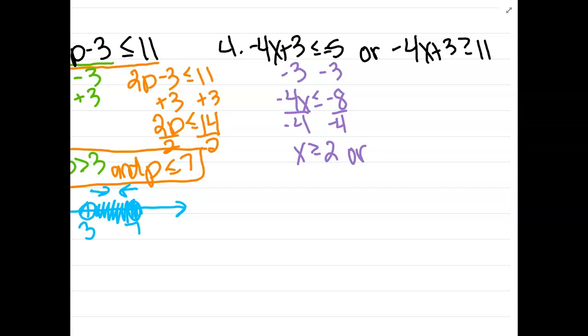Or, this one we're actually going to go through the same steps again. Got lucky on that one. So if I subtract 3, we have negative 4x is greater than or equal to 8. Divide by negative 4. What do you got to do? Flip the sign.